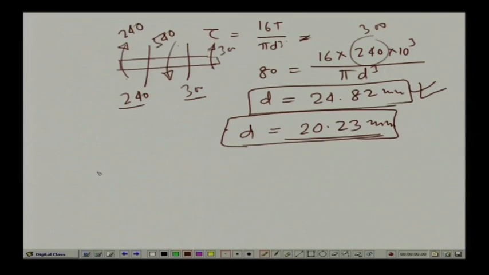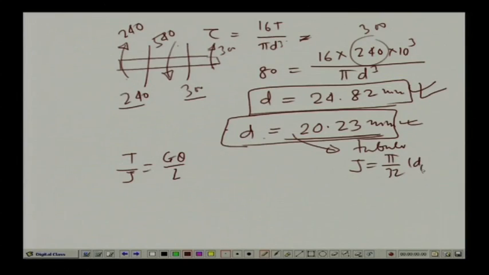Now, if we compute from the point of view of rotation, T by J is equal to G theta by L, where J is equal to pi d to the power 4 by 32. In the second case, keep in mind that the shaft is a tubular one, and for a tubular one, as we know, J is equal to pi by 32 times d outer to the power 4 minus d inner to the power 4. This we will have to apply to compute the value of d.